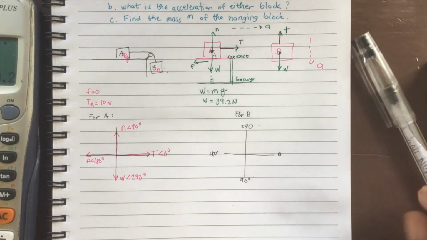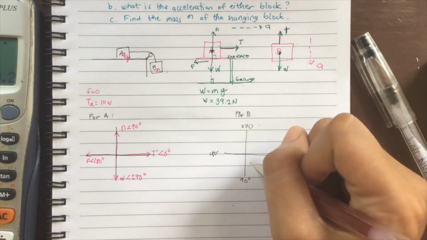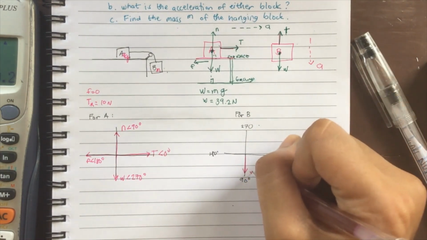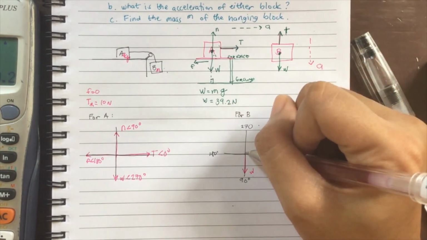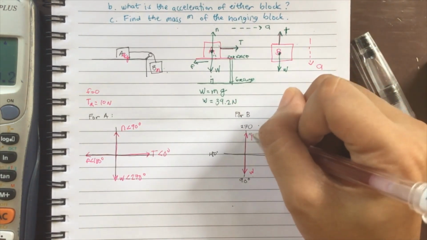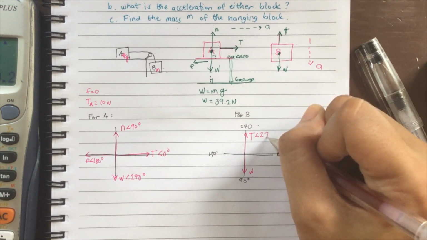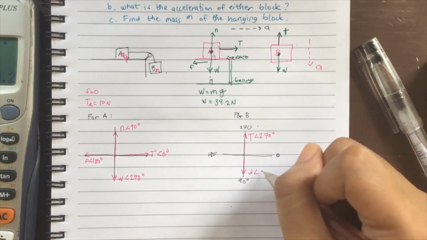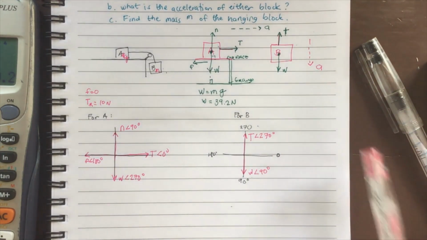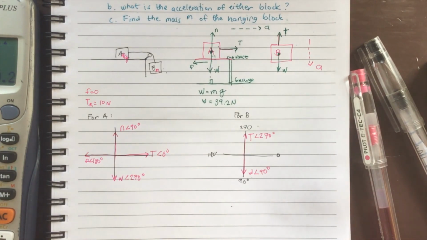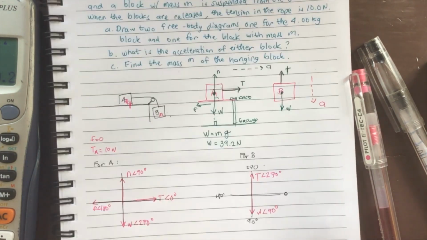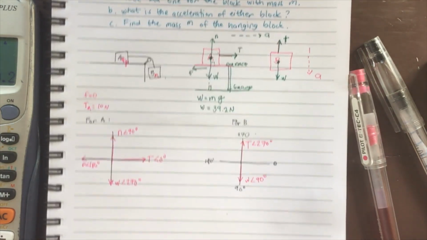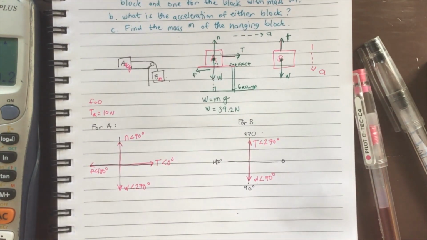Let us now proceed. So we will now draw. You will have your weight. Then you will have your tension. So tension is angle 270 degrees and then weight is angle 90 degrees. Okay, so we're done with your free body diagram. You have already answered letter A. Let's now proceed with letter B.